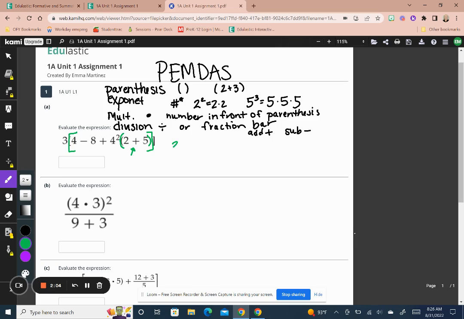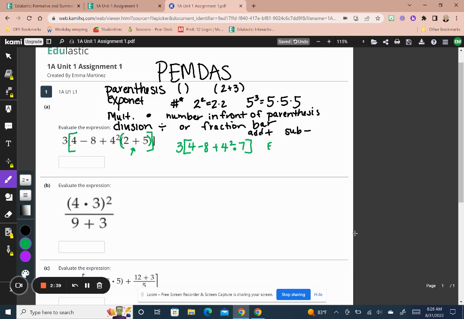So if I rewrote it, 3 bracket, remember this right here represents a multiplication. So this would be 3 times whatever is inside of the bracket. 3 times, and then 4 minus 8 plus 4 squared. And it's outside the parentheses, so it's going to represent a multiply. And once you have a whole number, you can take away the parentheses, times 7. Okay? From here on out, you do the rest of PEMDAS inside of here.